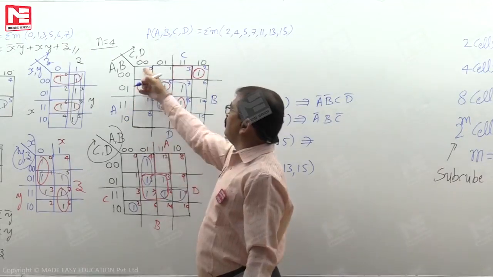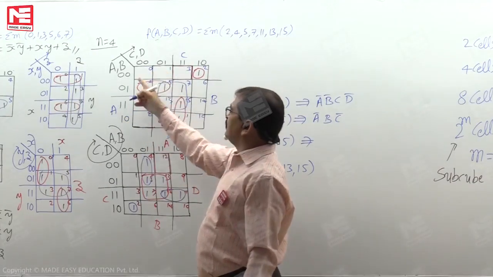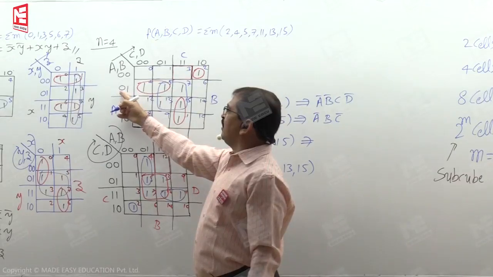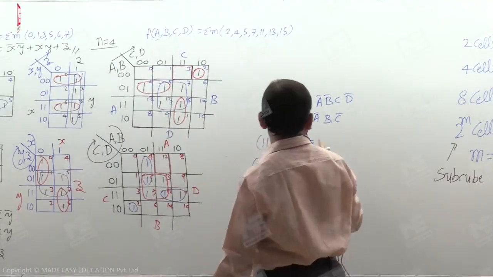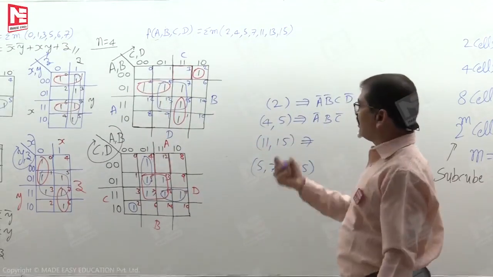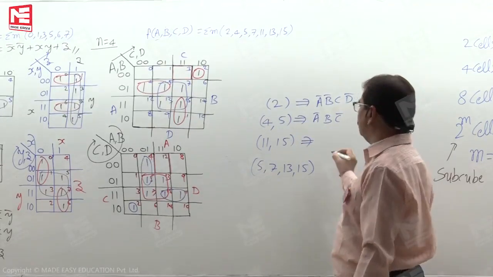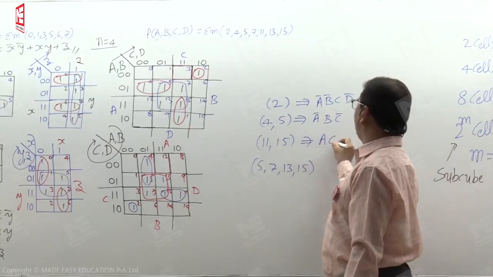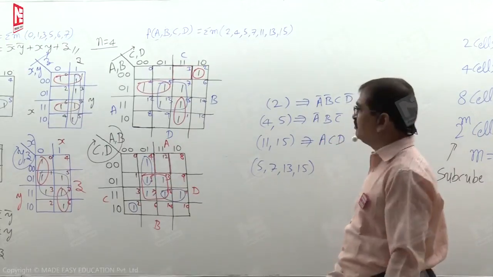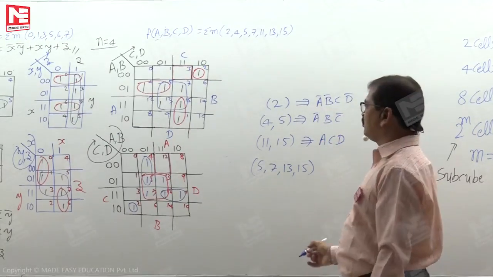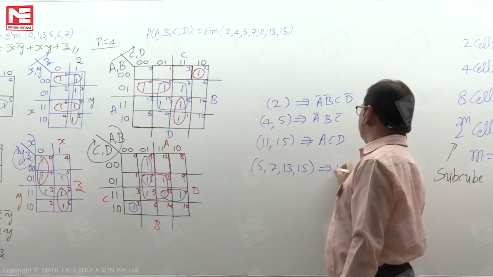Okay, so D is changing, it won't be present, and we are looking at the ABC value 0, 1, 0, so that A complement, B, C complement. Coming to the 11, 15, similarly, it is ACD. Coming to the 4-cell subcube, it is BD.